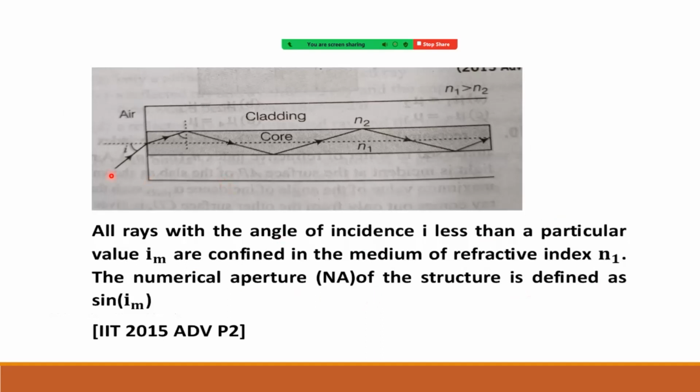This is the optical fiber, with the core and the cladding. The condition is N1 greater than N2, because to have total internal reflection, light has to travel from a denser to a rarer medium. That's why N1 should be greater than N2. All rays with angle of incidence i less than a particular value i_m are confined in the medium of refractive index N1. The numerical aperture of the structure is defined as the sine of that maximum angle of incidence. So this is what we have discussed till now. This question was asked in JEE Advanced 2015.